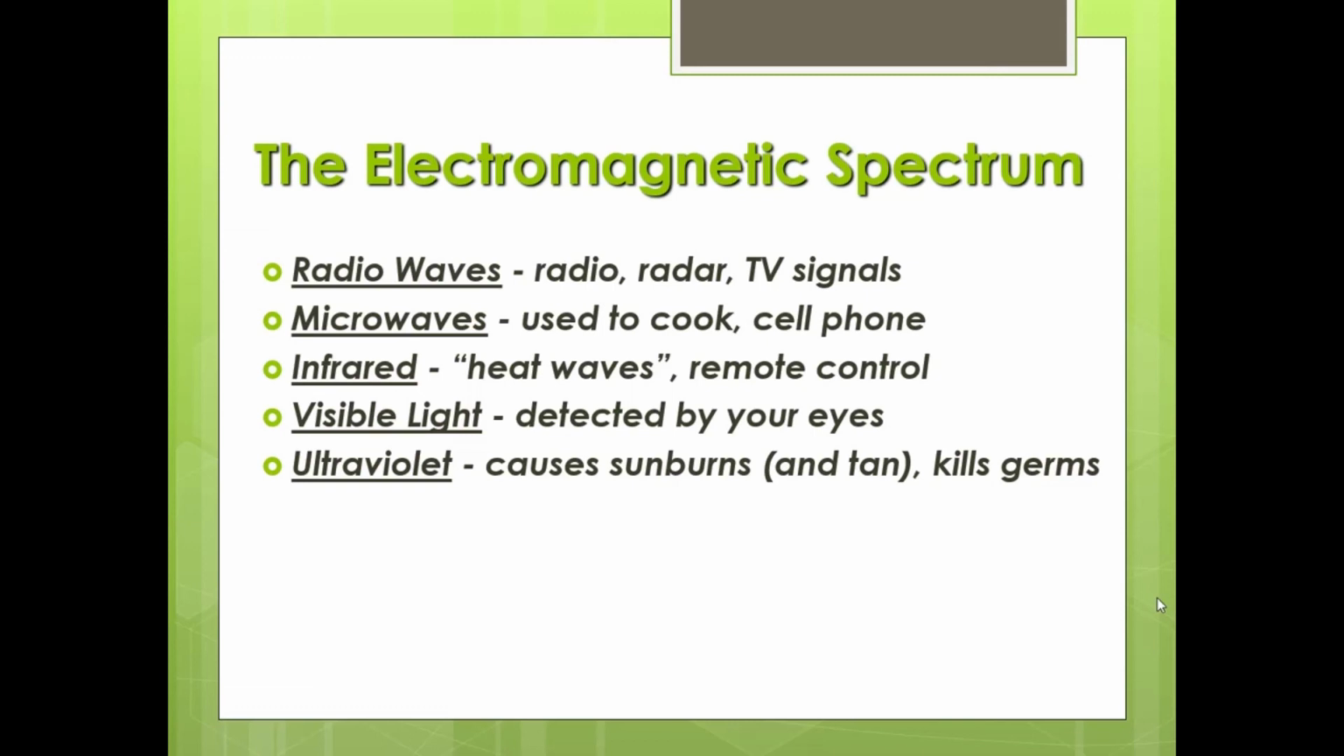So moving on to the electromagnetic spectrum again, after the visible light, beyond the violet part, or greater frequency than the violets, is the ultraviolet, which we listed as UV. This causes sunburns, skin cancer, tan, kills germs.